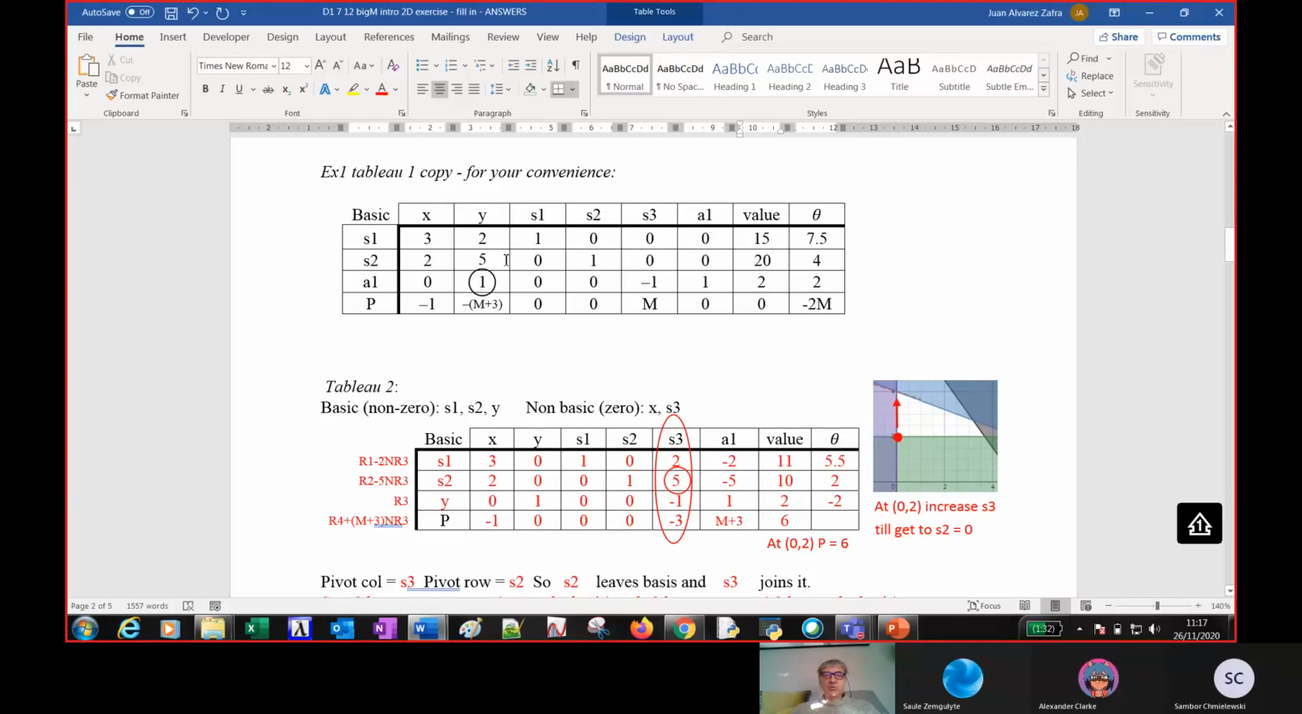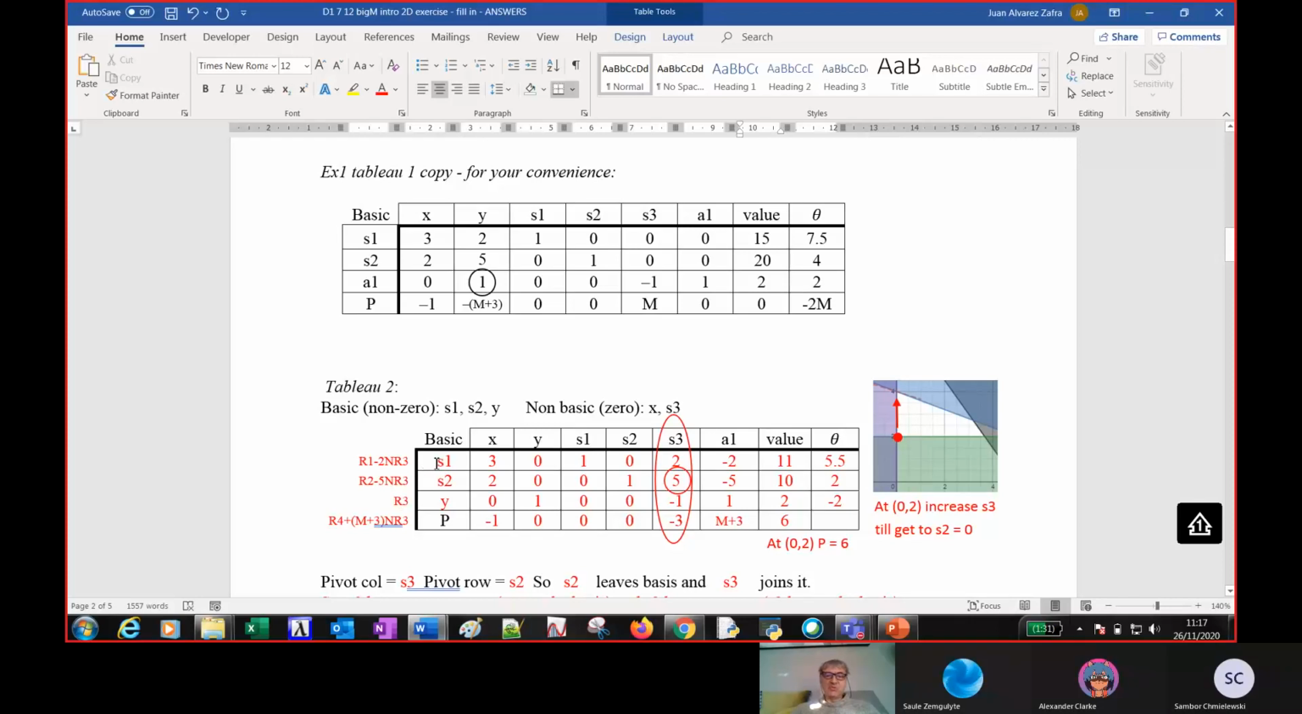For row 2, we have a 5 there, so we're going to take row 2 and subtract 5 times row 3. So row 2 minus 5 times new row 3. And for row P, row 4, we're going to take that row 4, which has a minus m plus 3, and we're going to add m plus 3 times new row 3. So we're going to take m plus 3 times the number 1 and add it to the number minus m plus 3, which will give us the number 0. Okay, so that's the key. That's what we're going to do. But we must do that with each of the cells in each of the rows.